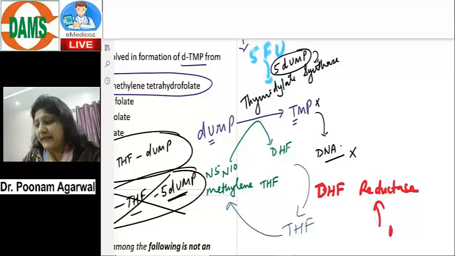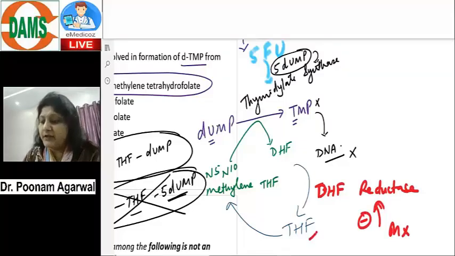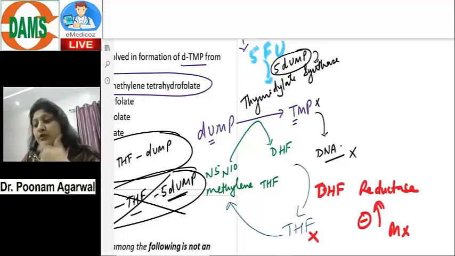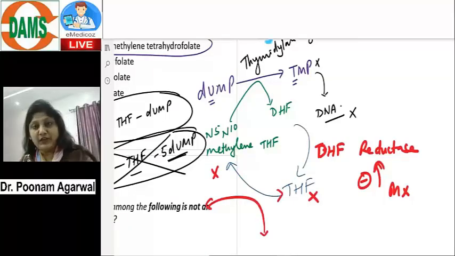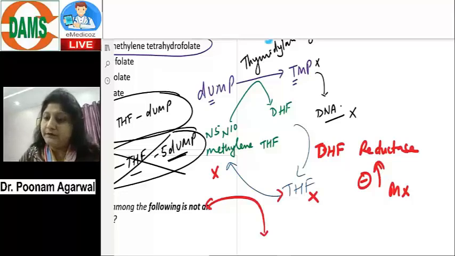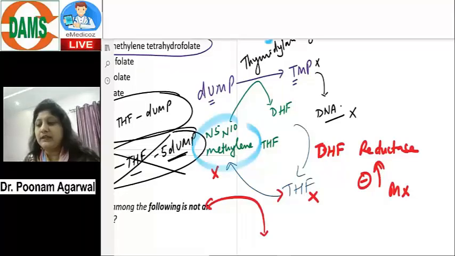Now, methotrexate is again another anti-neoplastic drug. It's going to inhibit DHF reductase and will reduce the supply of THF. So, when there is no THF, there is no N5 and 10-methylene THF, because we need to have this free THF for availability of this N5 and 10-methylene THF.